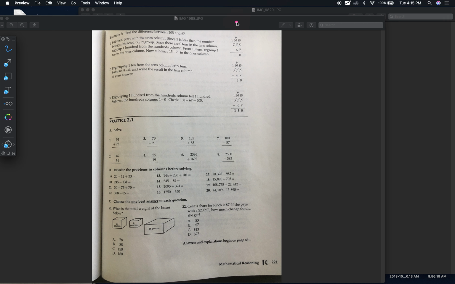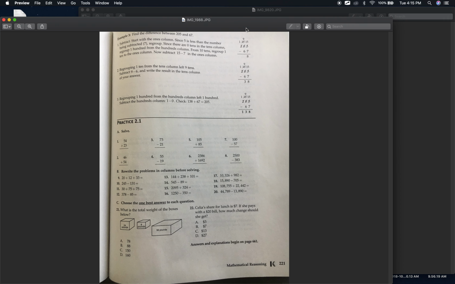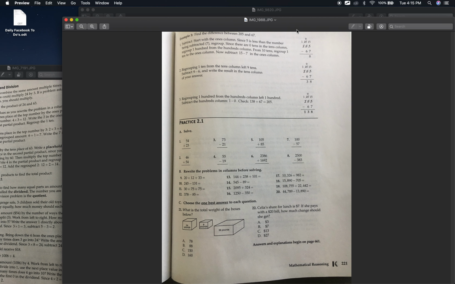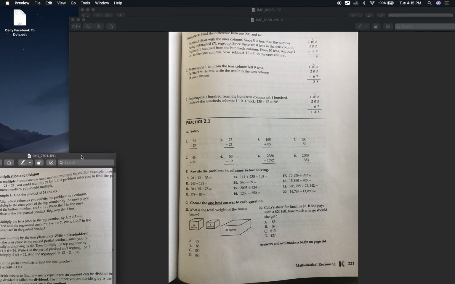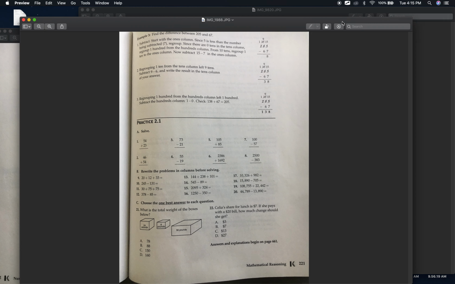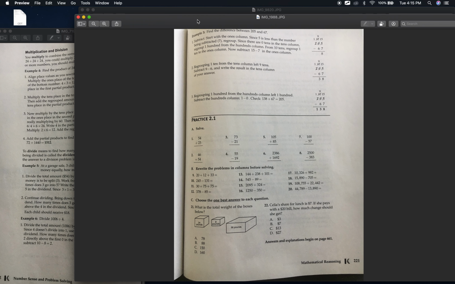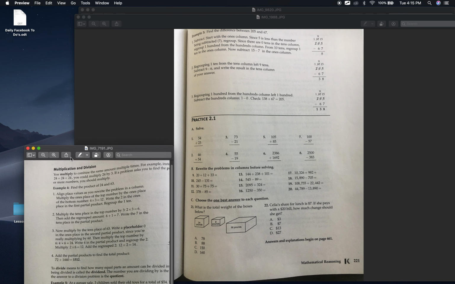Okay, I know. So it does mention something here. Let me try and go to this previous page really quick. I think I actually closed the original page, so.